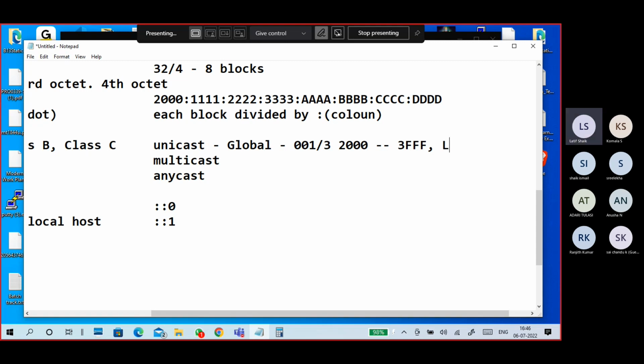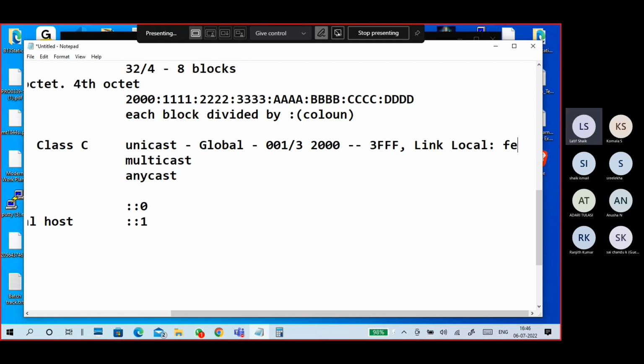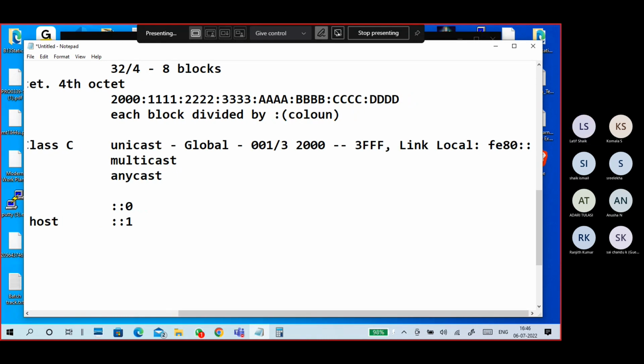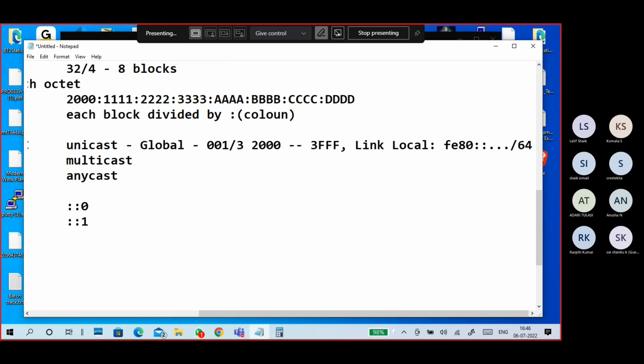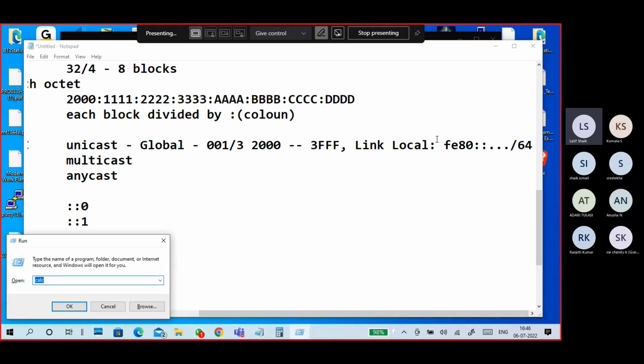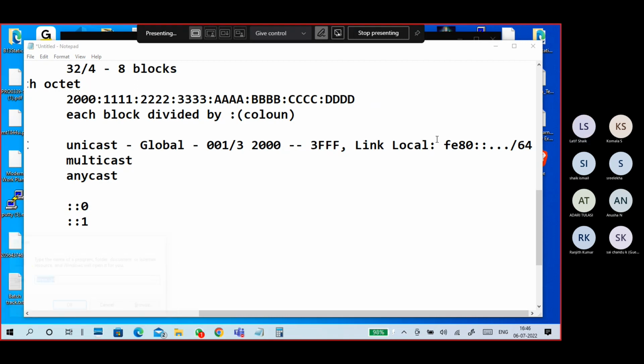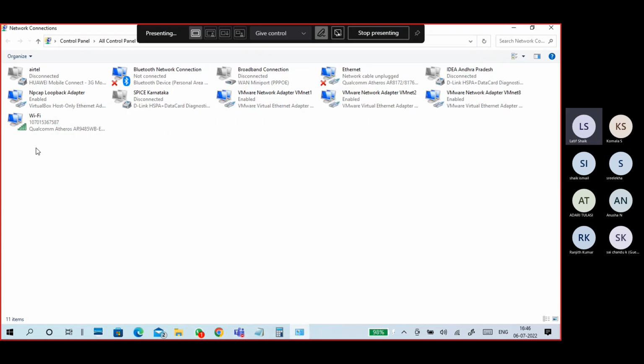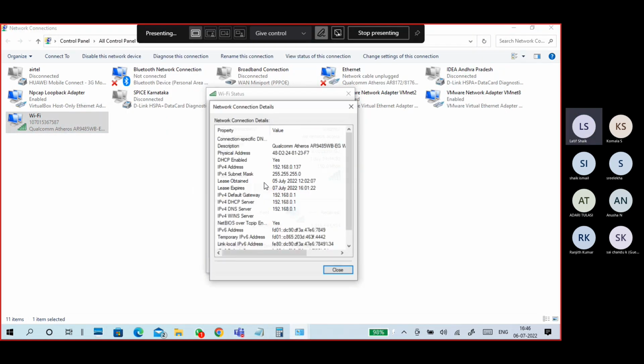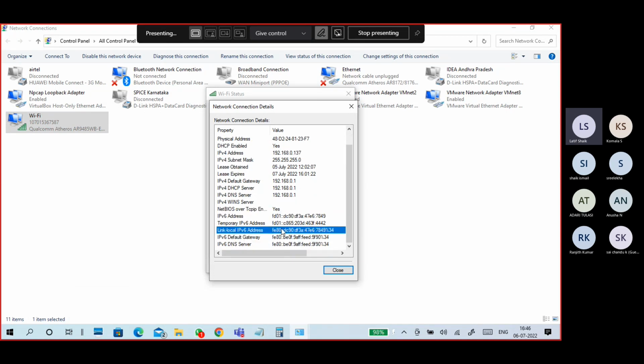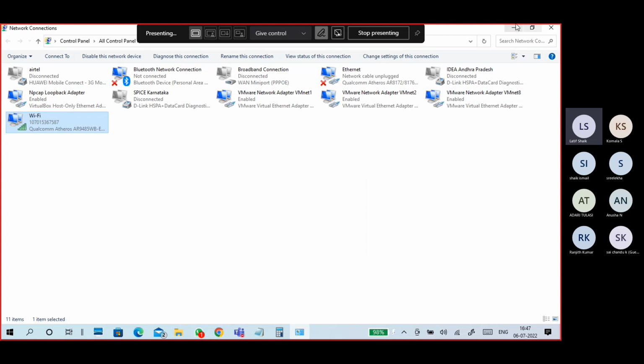Next one is link local. You may see in this IP address FE80. So, link local unicast address. You can see, I have IPv4 and I have an IPv6. It is a link local FE80, which is by default generated from our system.